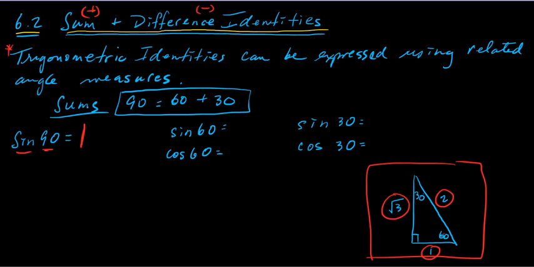The sine of 60 is opposite over hypotenuse. Root 3 over 2, agreed? What's the cos of 60 then? That's adjacent over hypotenuse, that is 1/2. The sine of 30, okay, start from 30, that's opposite over hypotenuse, 1/2. And the cosine of 30, that's adjacent over hypotenuse, root 3 over 2.